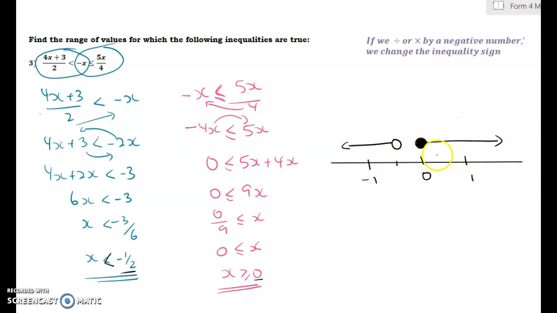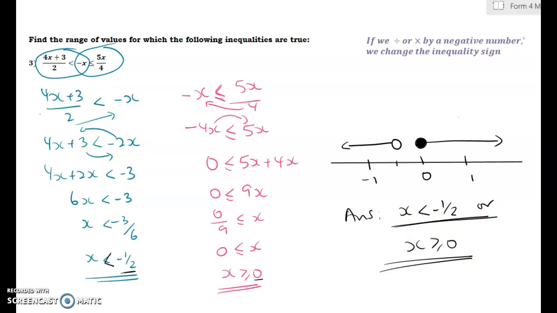Now here in this question, in our solution, we have no overlap. So it will simply mean that our answer is x is less than minus a half, or x is greater than or equal to 0. And that, everyone, is our final solution.